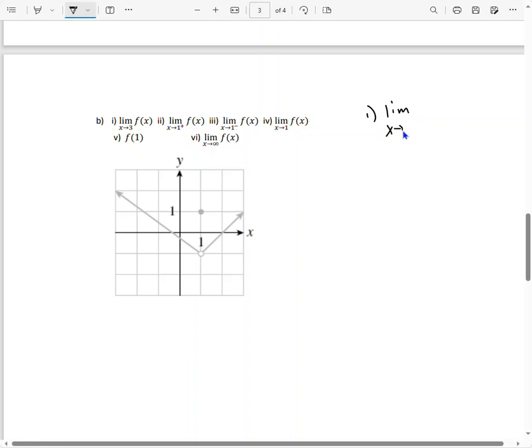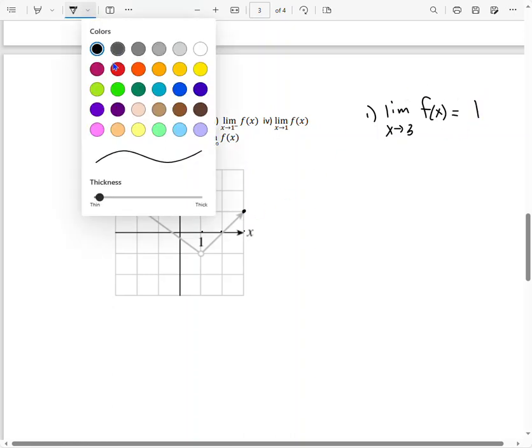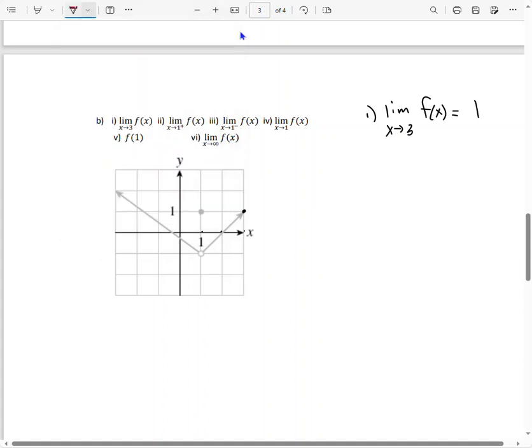The limit as x approaches 3 of f of x. This is 3, right? 1, 2, 3. As we get close to 3, it looks like the graph gets close to 1. All right, we're just going to cruise down here. Number 2.